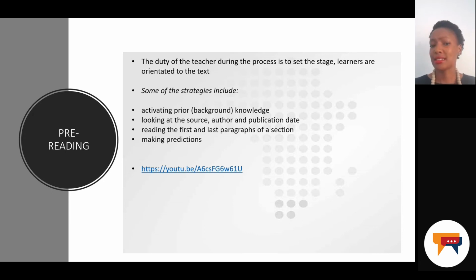Look at the source. This is some of the things that you can do. Look at the source, the author, and the publication date of the book, if it's a book that you are reading. Reading the first and the last paragraphs of the section can also help learners make inferences about what they can expect, or what, in summary, the book is about. Make predictions, and also anticipate what they can expect, and have questions in their mind that they would like answered in the text. Make predictions.